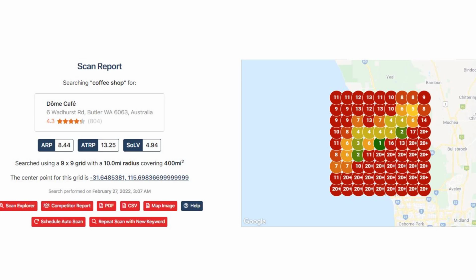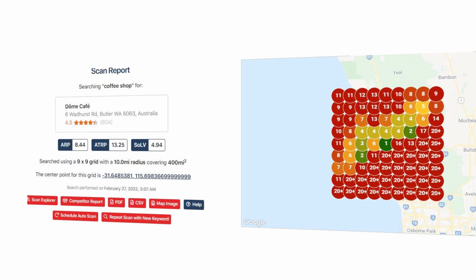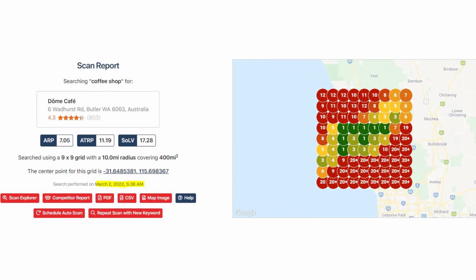So let's have a look at what happened after we ran 6 drives. It's just 6 drives to the business. Okay guys, so here's the result after 6 drives over 3 days. You can actually see here, this is now the 2nd of March 2022 at 5:36 a.m.